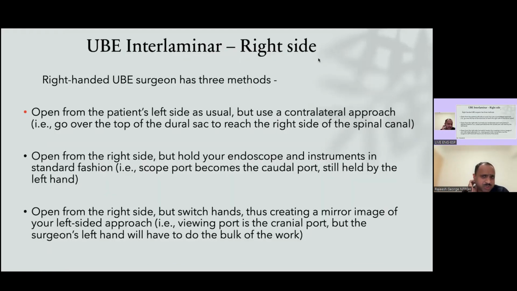So the next one is my right-sided approach. The right side is a bit more challenging, especially in the learning curve. It can be done in three methods. One is standing on the patient's left side and going contralateral, what the previous speaker was alluding to, where you go over the top. The second is standing on the right side itself, holding your scope. The other one is what we call the southpaw grip, where you stand on the right side but switch your hands.